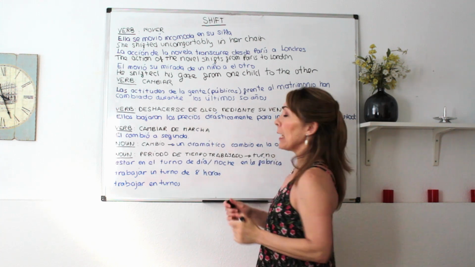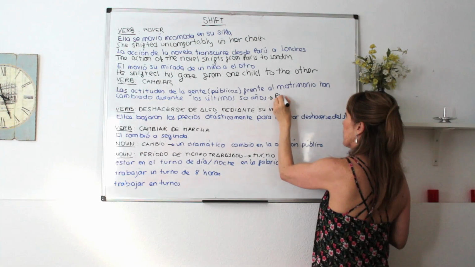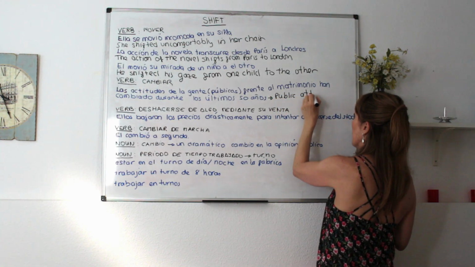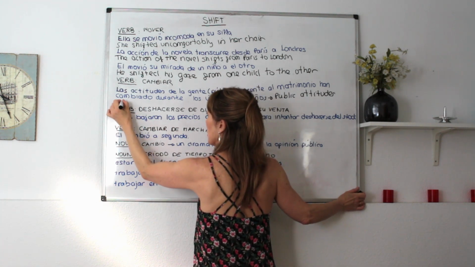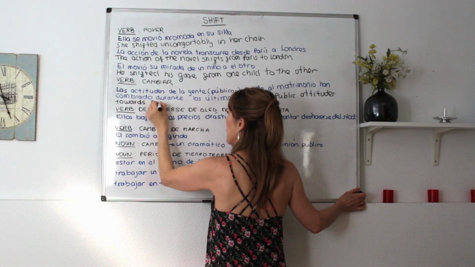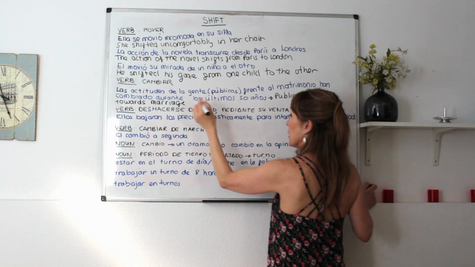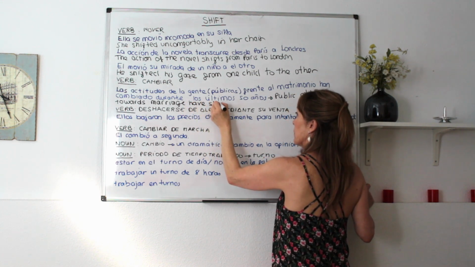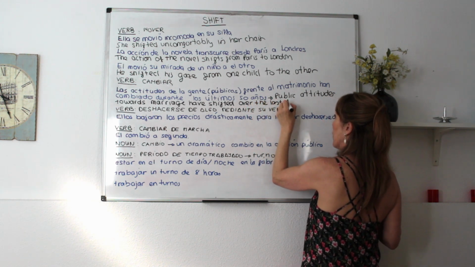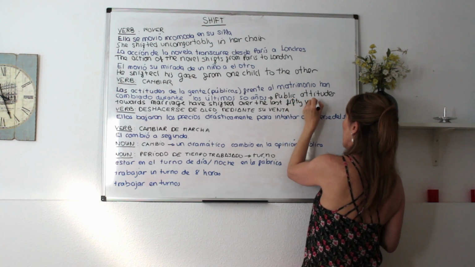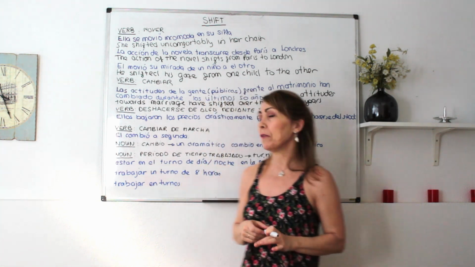So, las actitudes de la gente, la actitud pública, we are going to talk about something in general, so public attitudes. Frente, hacia, towards. Marriage. Ha cambiado, the present perfect. Have shifted over the last 50 years. Public attitudes towards marriage have shifted over the last 50 years.